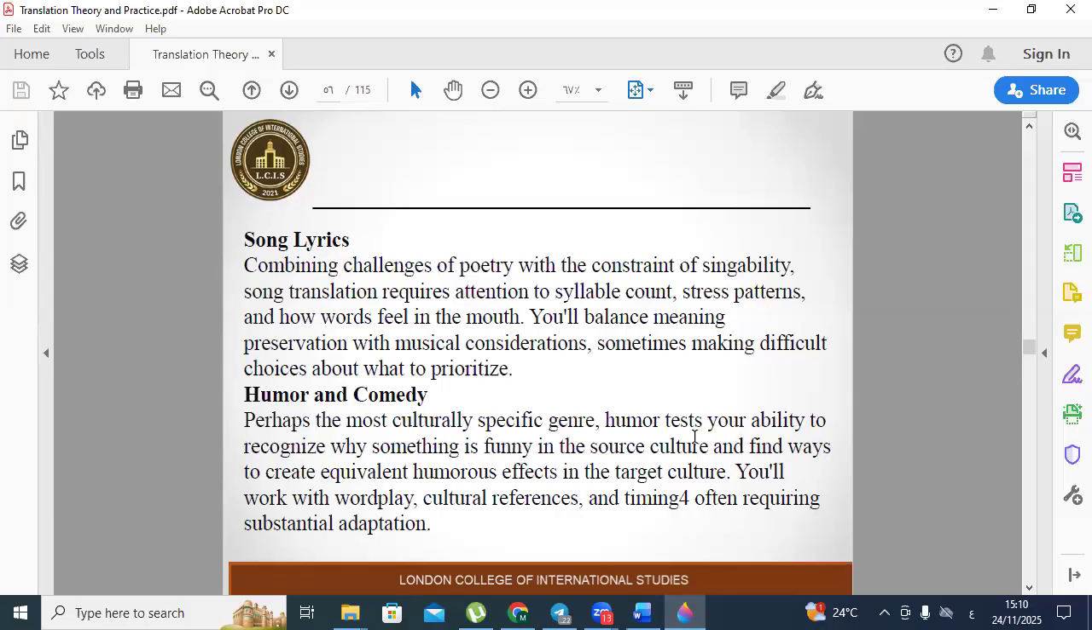Humor and comedy. Perhaps the most culturally specific genre, humor tests your ability to recognize why something is funny in the source culture and find ways to create equivalent humorous effects in the target culture. You will work with wordplay, cultural references, and timing, often requiring substantial adaptation.